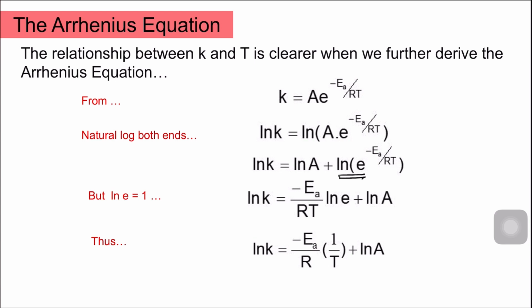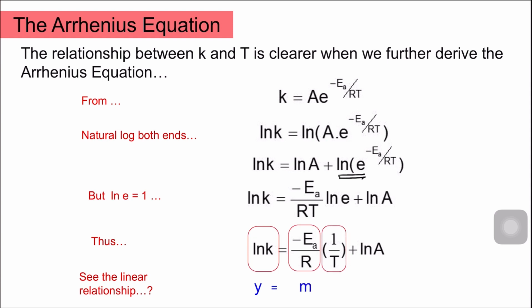And if you look here, you can see a linear relationship between them. ln k will be the y-axis. Negative Ea over R will be our gradient. 1/T is our x-axis. And ln A is our y-intercept. So when you see this new expression, which shows more clearly the relationship between rate constant k and temperature T, then we can plot the graph.